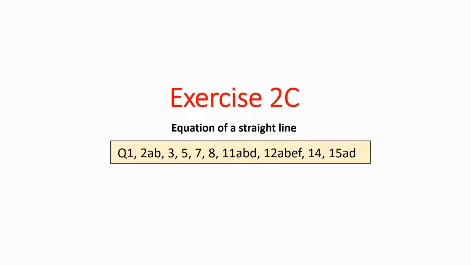Hey, year 11. So, this is exercise 2C. This is assuming that you've completed exercise 2A and 2B. Remember, B was on gradients, and what was A about again, actually? Let me just refresh my memory. A was distance and midpoint. That's correct.